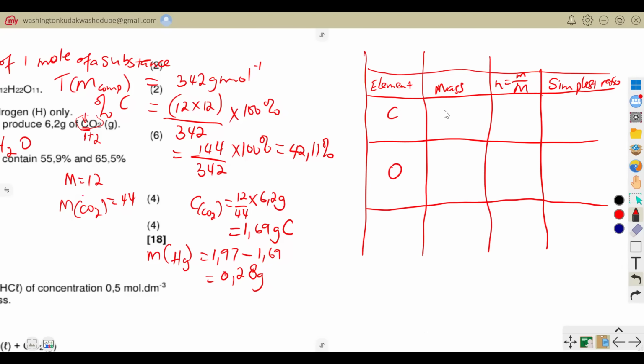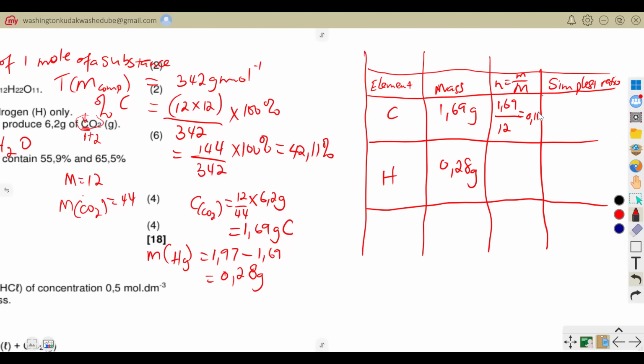And then the mass, we have determined that the mass of carbon is 1.69 grams. And then the mass of hydrogen, it's hydrogen, not oxygen, is 0.28 grams. Now to find the number of moles, we say this mass, 1.69, divided by the molar mass of carbon, which is just 12, and the number of moles you are going to have there is 0.14.